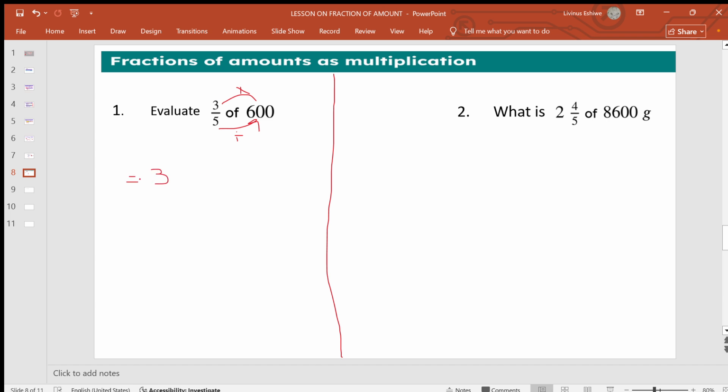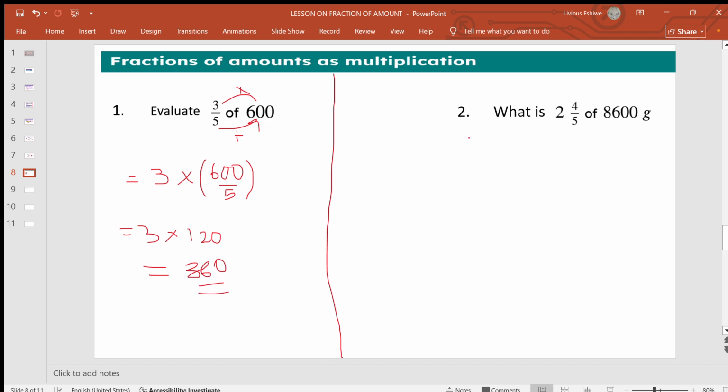So I'll simply just place it in this form. 3 out of 5 of 600 will be equal to 3 multiplied by, I'm going to do this first, which is division. I'll divide 600 by 5. So that will give me what? 3 multiplied by 5 into 600 will give me 120. And if I multiply these two together, I should have 360. Very good.